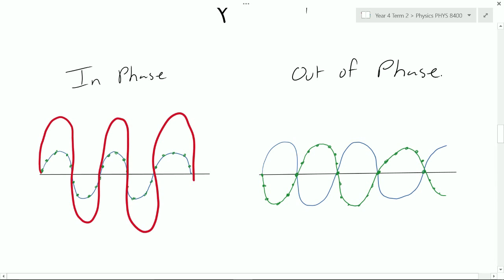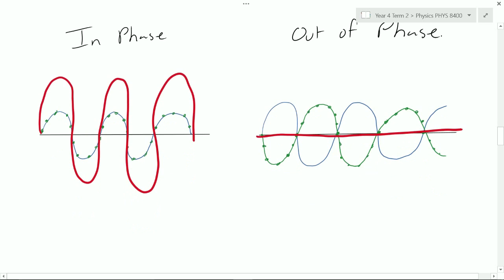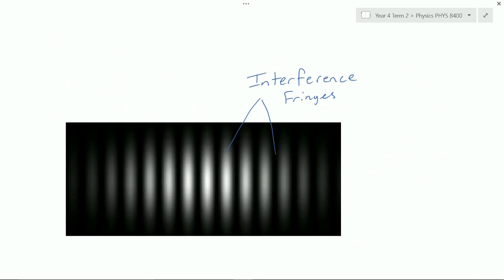Now, when they're out of phase, in this case, perfectly out of phase by 90 degrees, they actually cancel each other's amplitude out, which just results in a flat line. Now, this detector would show bright and dark bands to represent these interference fringes. And as these wavelengths changed their phase shifts, so would the interference fringes.